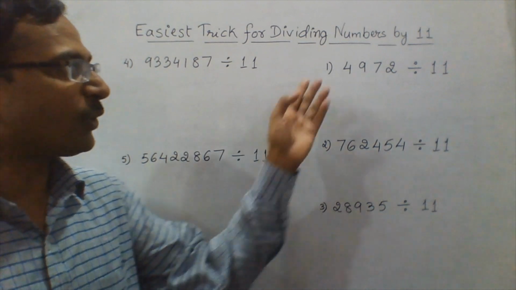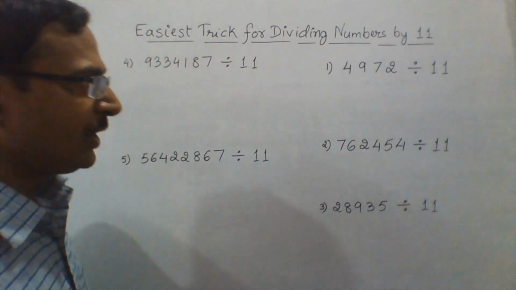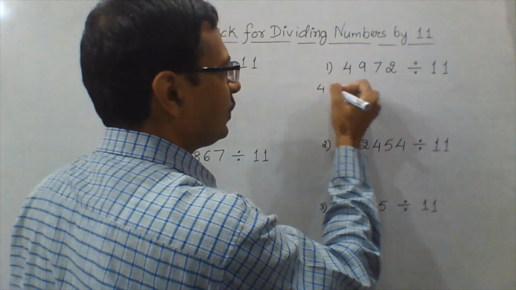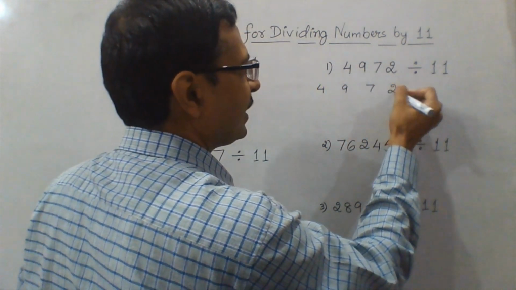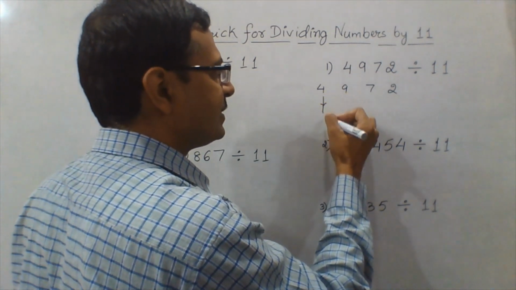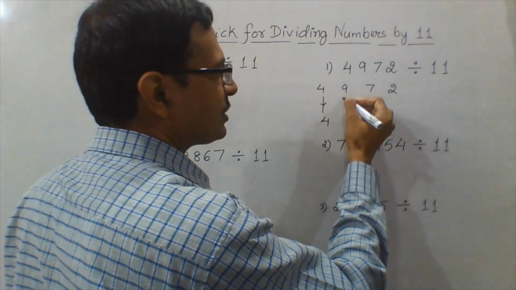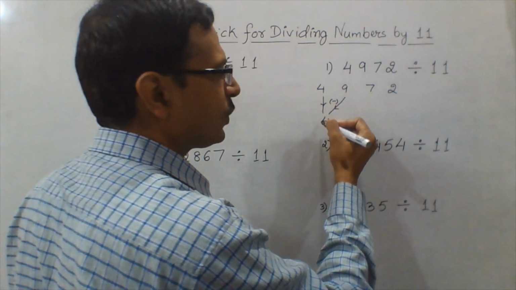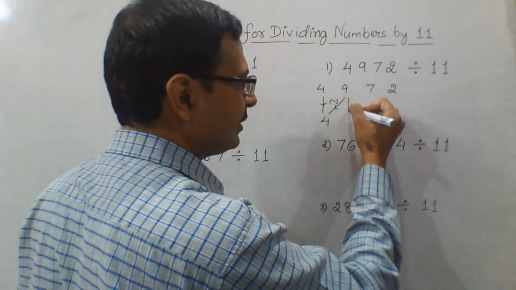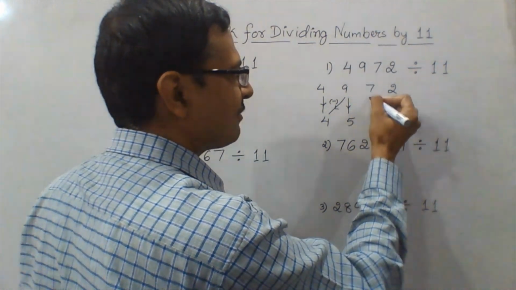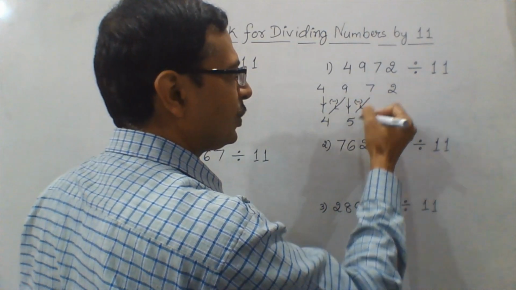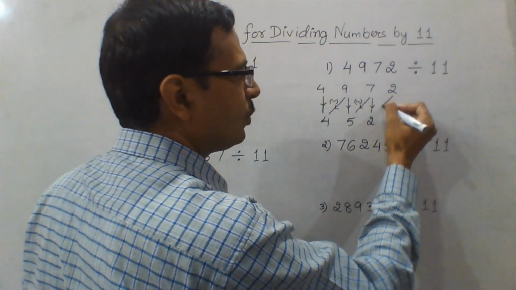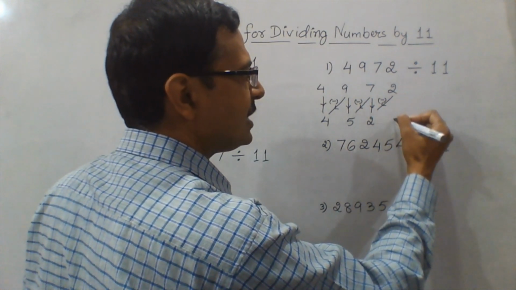So let's see, 4972 divided by 11. Now the trick goes like this. I'll write this 4972 here. So this 4 comes down as it is. Now I have to subtract like this, 9 minus 4, which will give me 5. So I'll write 5 here. Now 7 minus 5 will give me 2. So 2 comes here. And finally 2 minus 2 gives me 0.